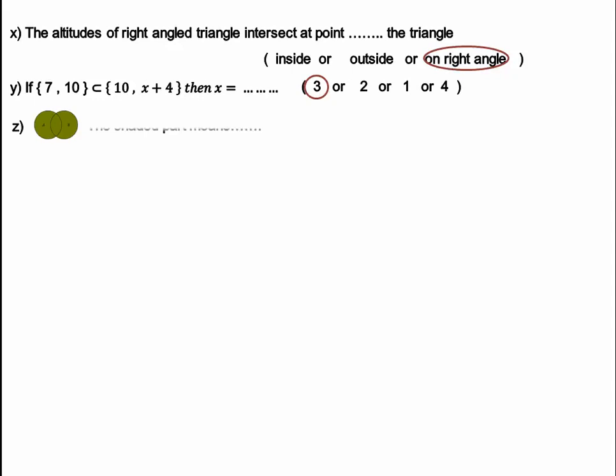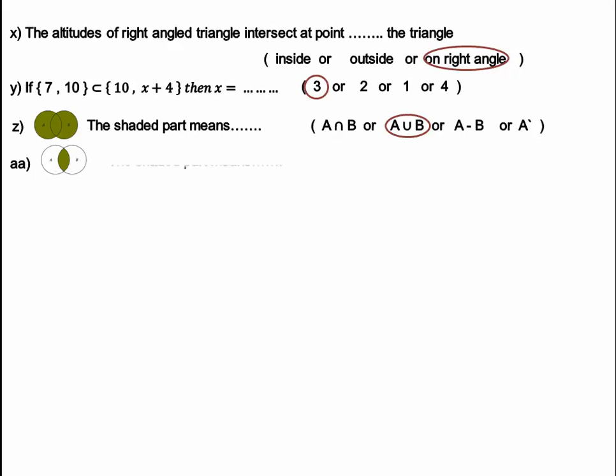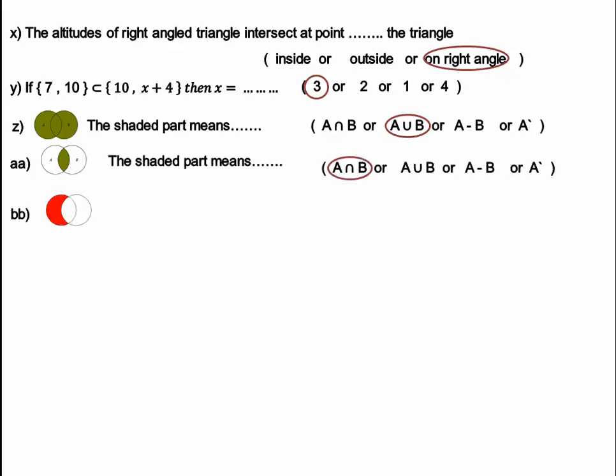This shaded part represents, yes, union, A union B. This shaded part means intersecting, A intersect B. This shaded part means A minus B, yes.